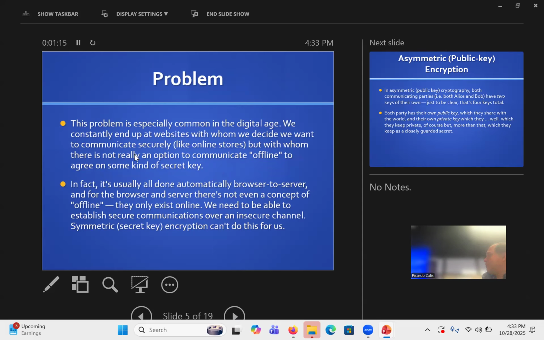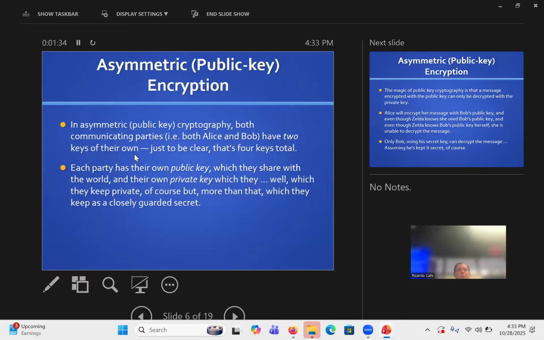And that's what we use RSA for. In fact, as you know, it is all usually done automatically, browser to server, right? And for the browser and server, there's not even a concept of offline. They only exist online, so you need to be able to establish this secure channel. With asymmetric encryption, we have two parties. Remember, there are 4 keys total. Bob has a public and private key. Alice has a public and private key. Each party has their own public key, which they share with the world, and their own private key, which they keep secret.